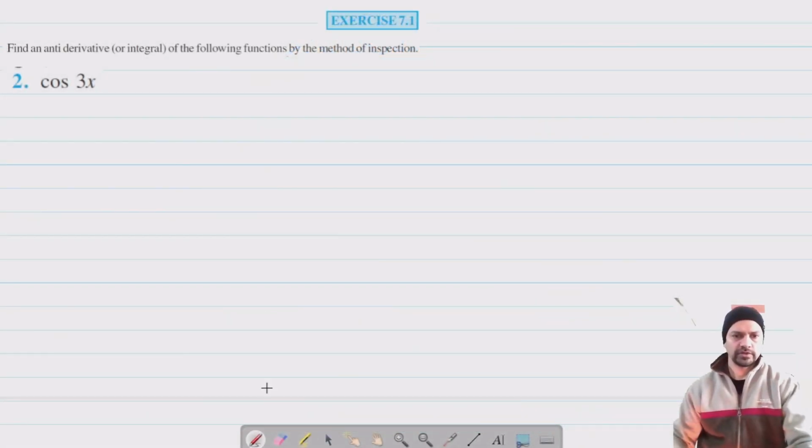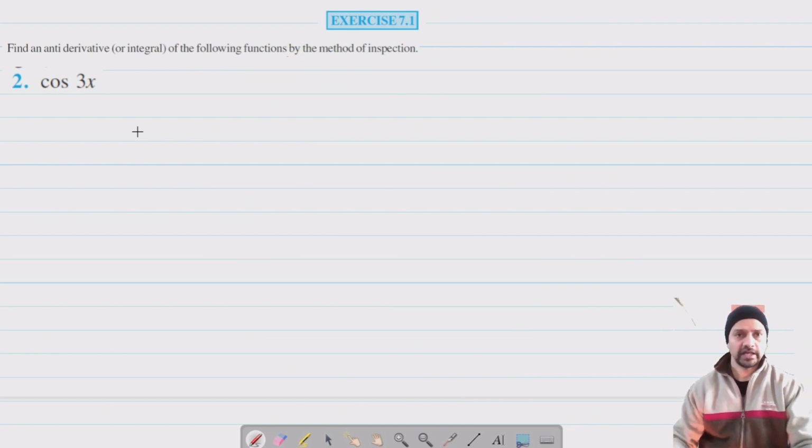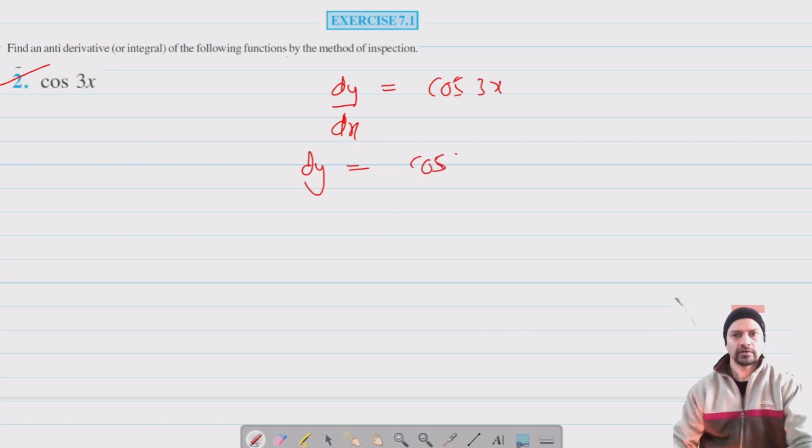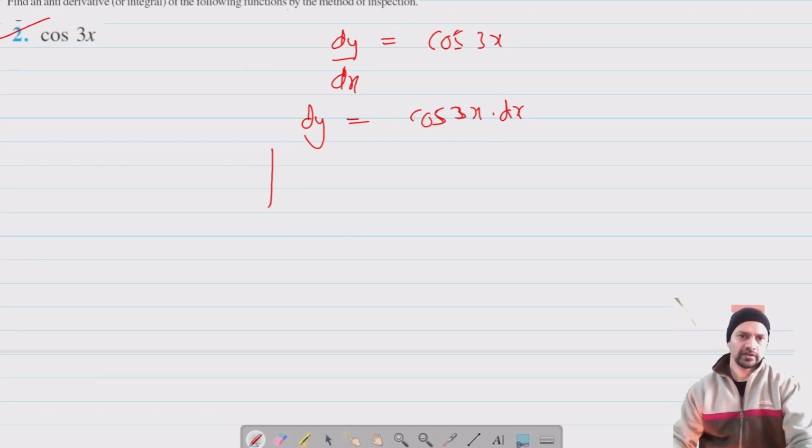Let us say for question number two, we have to find the antiderivative. So that means we are given the derivative. So the derivative is dy by dx. It's given that it's cos 3x. Let's separate the variables. So dy is equal to cos 3x into dx. And because we have to find the antiderivative, we will just put the integral sign here.